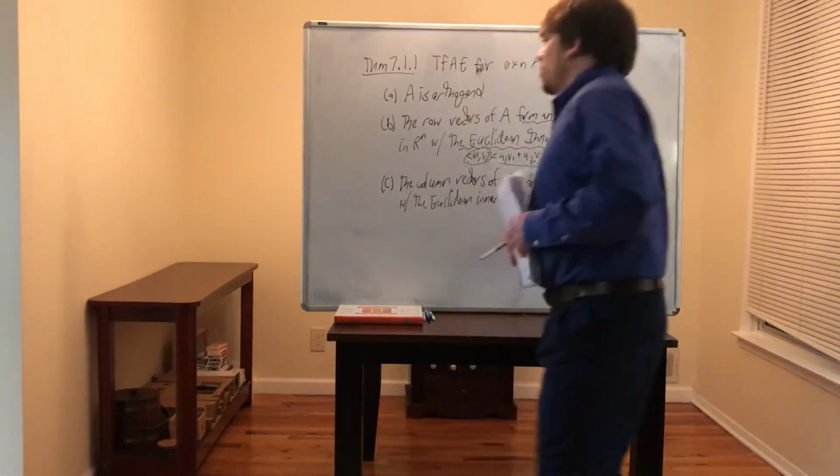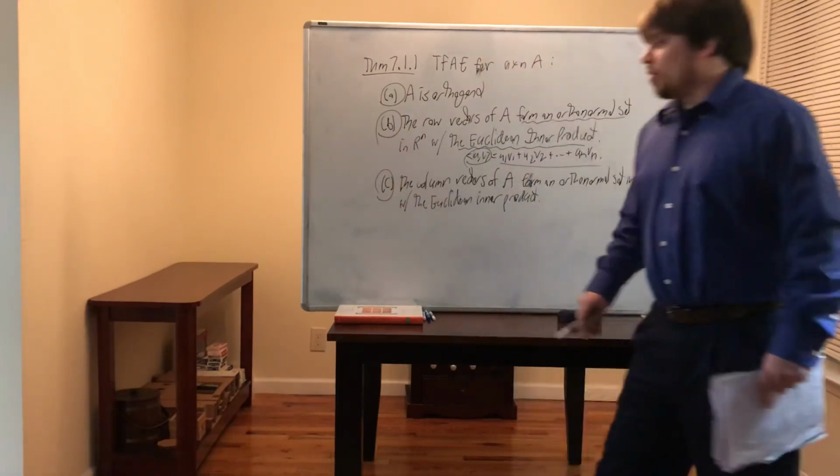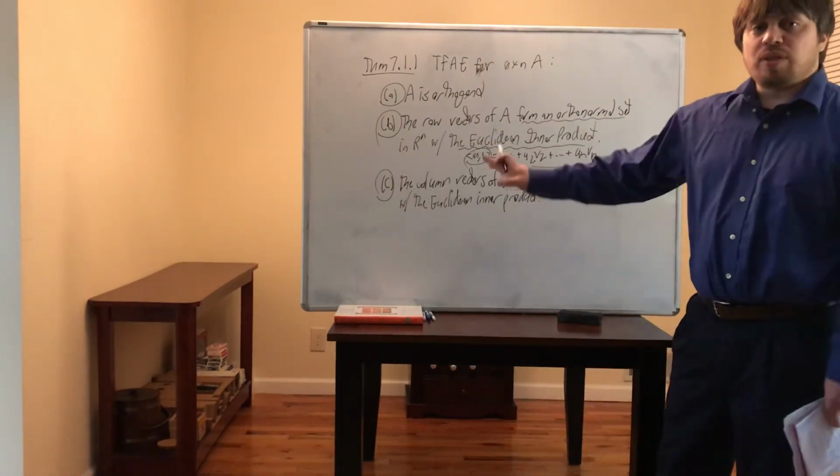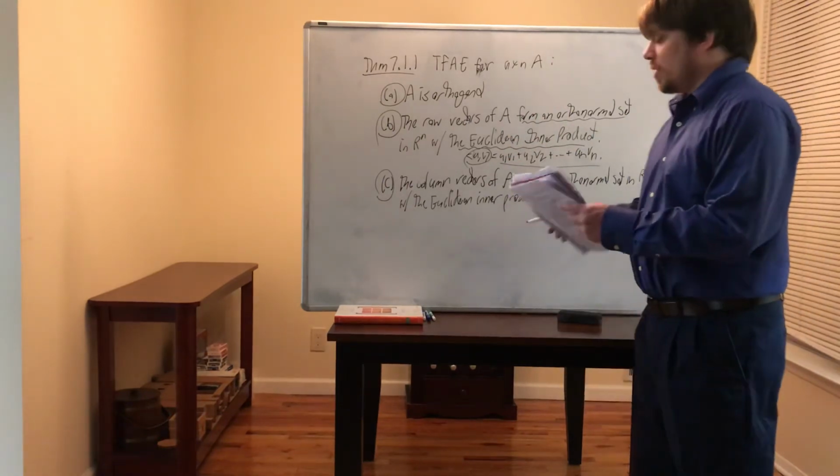Okay, so that's theorem 7.1.1. It says that statement A, statement B, and statement C are all equivalent. They all have the same truth value. So if one statement is true, all 3 are true. If one statement is false, all 3 are false. That's theorem 7.1.1.